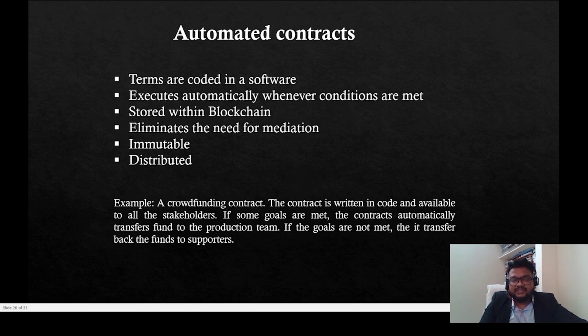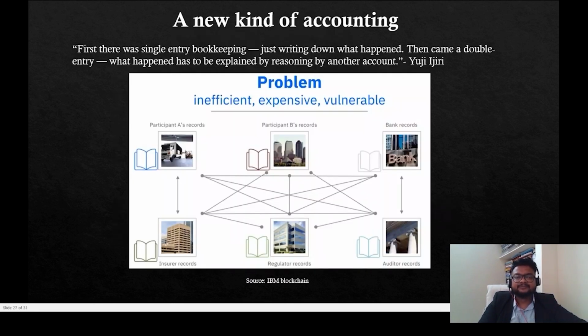For example, suppose you are starting a crowdfunding project, and the contract is written in code and available to all the stakeholders. If you meet the goals, then the contract automatically transfers the funds to your production team. But if your goals are not met, obviously the contract itself will transfer the funds back to the supporters.